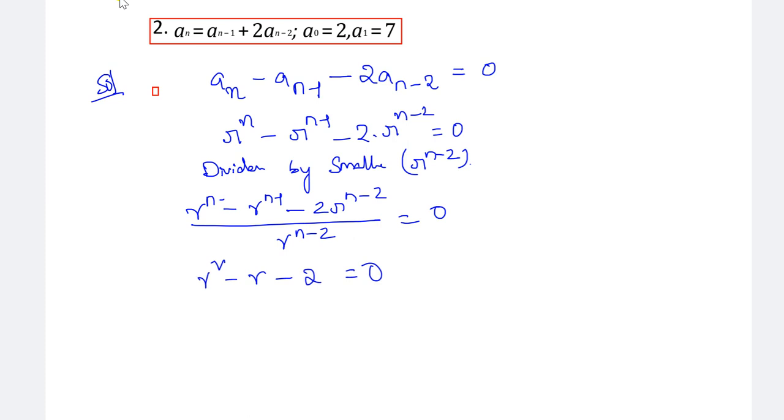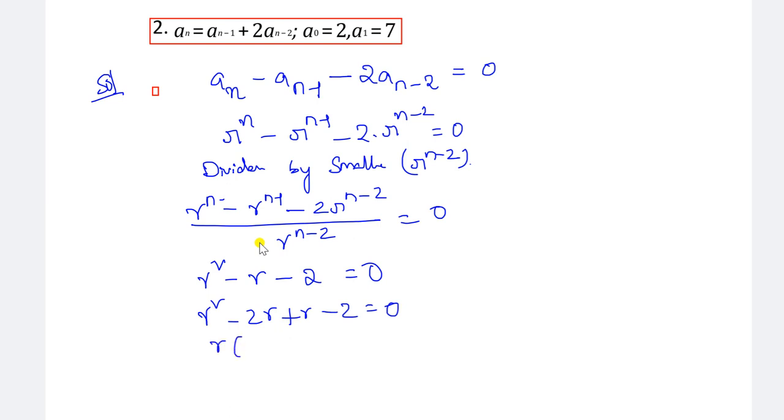So how we get this equation, I explained already in the first order and previous example also. Now find out the roots for this. So here we will get r square minus 2r plus r minus 2, and 2r and r, one is plus and one is minus, yes, this is the correct one, and minus 2 equal to 0.